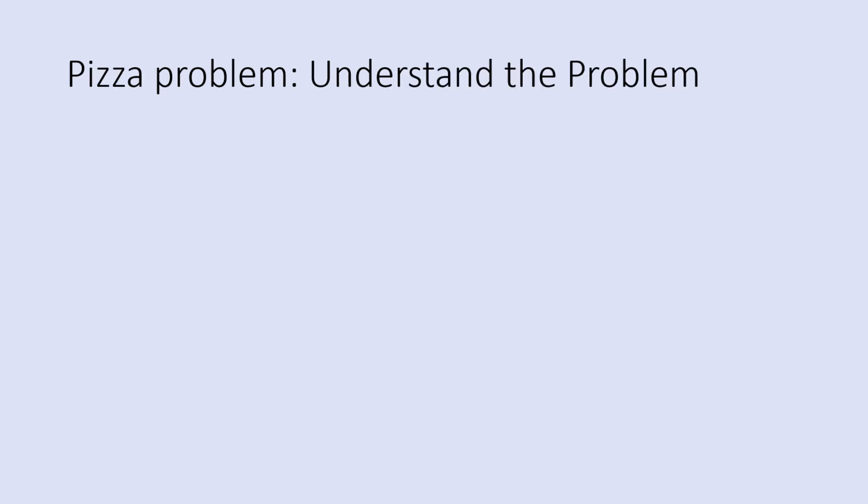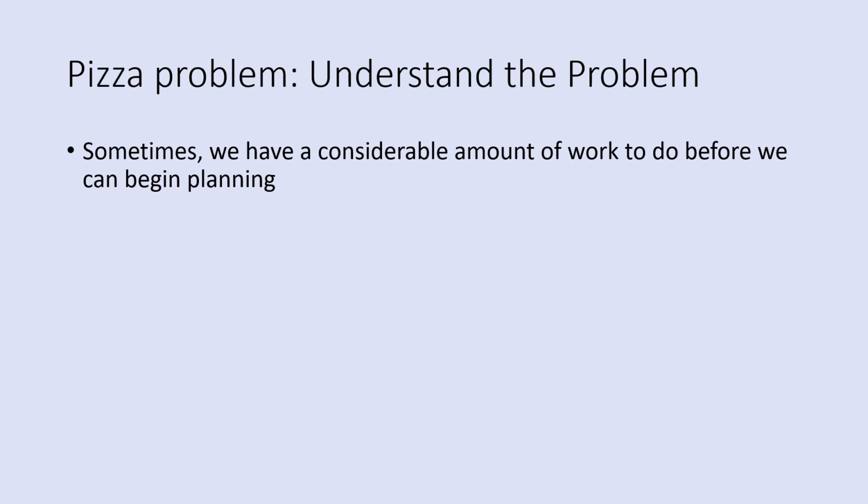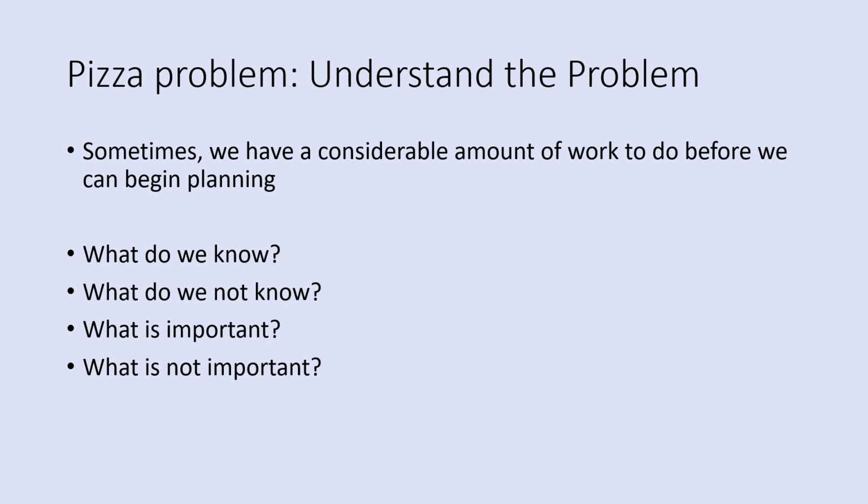So with the pizza problem that we're going to look at, we need to understand our problem. And so when we understand the problem, sometimes there is a considerable amount of work to do before we can begin the planning process. And when we think about understanding the problem, we have to think about what do we know, what do we not know, what's important, what's not important, and there's a lot of other questions that we'll ask at this point as well. So in understanding whatever the problem happens to be, we need to look into every possible facet of what is going on, what is important there.